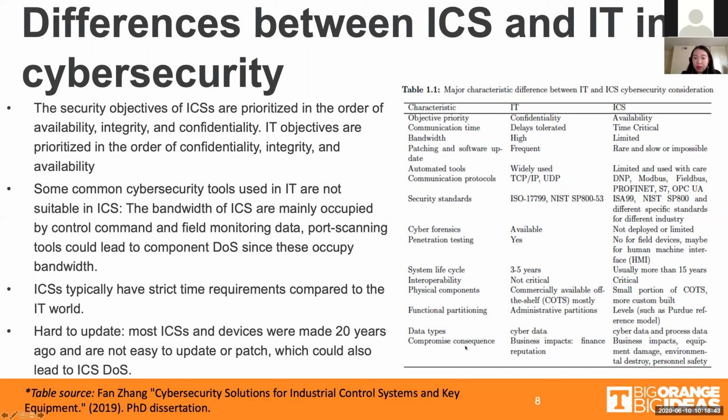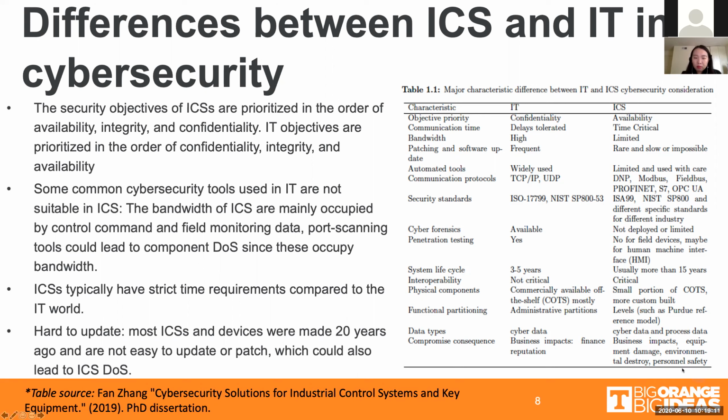The compromise consequences are very different. In the IT world, it's usually just business impacts such as financial loss or reputation loss. However, in the ICS world, in addition to the business impact, it could be equipment damage, environment destroyed, such as if an oil plant leaks some oil to the environment, or even personal safety.